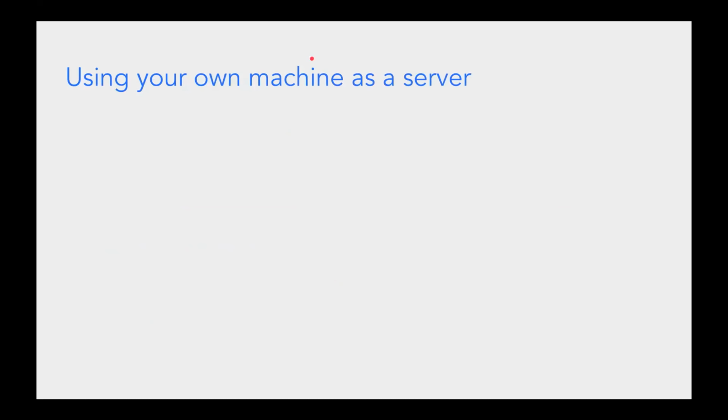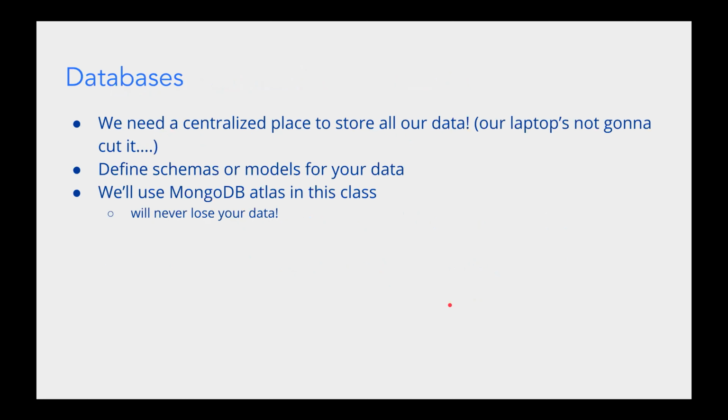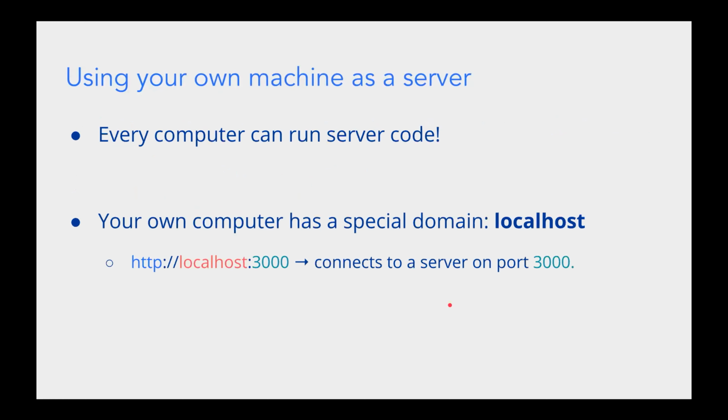When you're using your own computer as a server, though, you realize every computer can run server code. Your computer just becomes one of the many computers on the internet. And again, you use localhost as the name, and you can create ports like localhost 3000 for your server or 5000 for your hot loader.